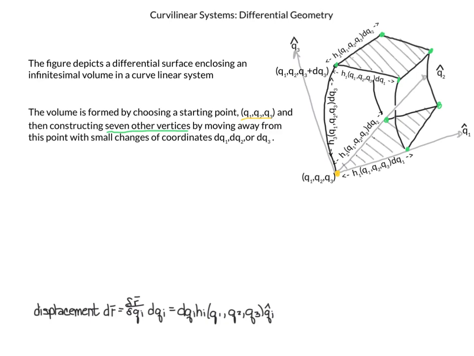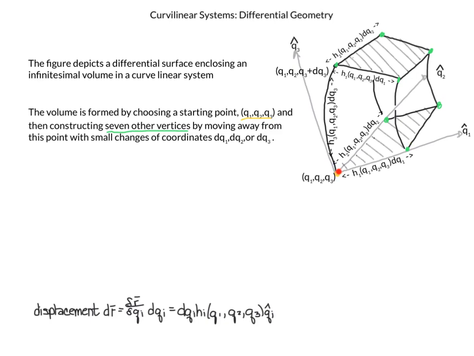So the volume is formed by choosing a starting point. Here we have q1, q2, q3, that's our starting point. Then we construct 7 other vertices by moving away from this point with small changes of coordinate, dq1, dq2, or dq3. In the q1 direction, here's our q1 axis, we move delta q1. To know the length of this, we need to multiply by our scaling factor, h1 of q1, q2, q3. Now we have another vertex. The other 7 vertices are here in green, 1, 2, 3, 4, 5, 6, 7.